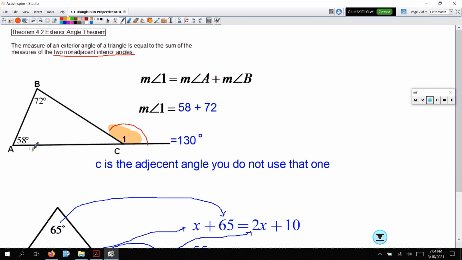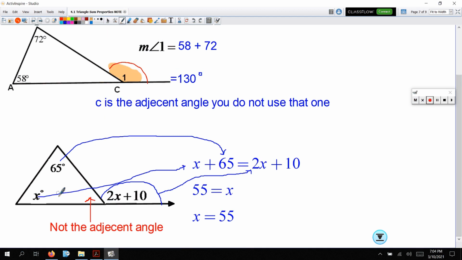I just want you to know, if you're given the two non-adjacent angles, you add those together, that is the same as the sum of this exterior angle. Which is pretty cool. All right, so sometimes they're given to you in expressions, right?